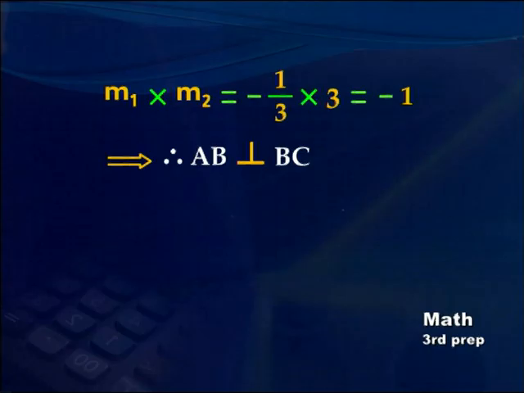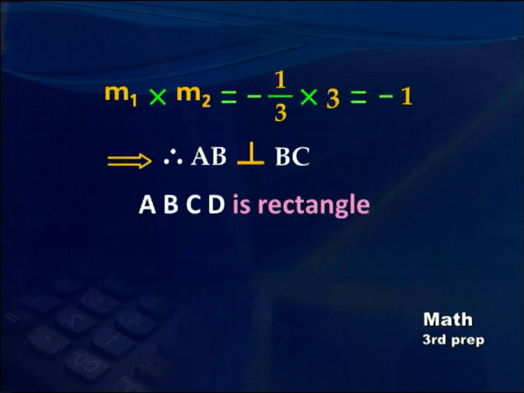It is a parallelogram and two adjacent sides are perpendicular to each other, so we can say that the figure ABCD is a rectangle. Find its area. What about the area of the rectangle?